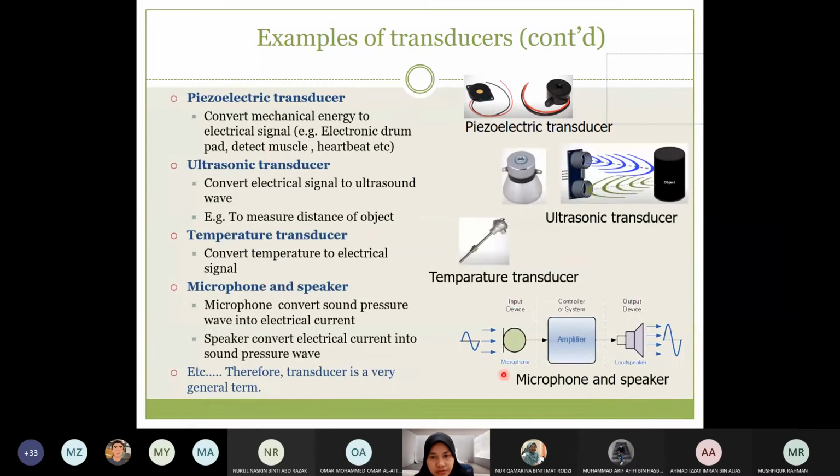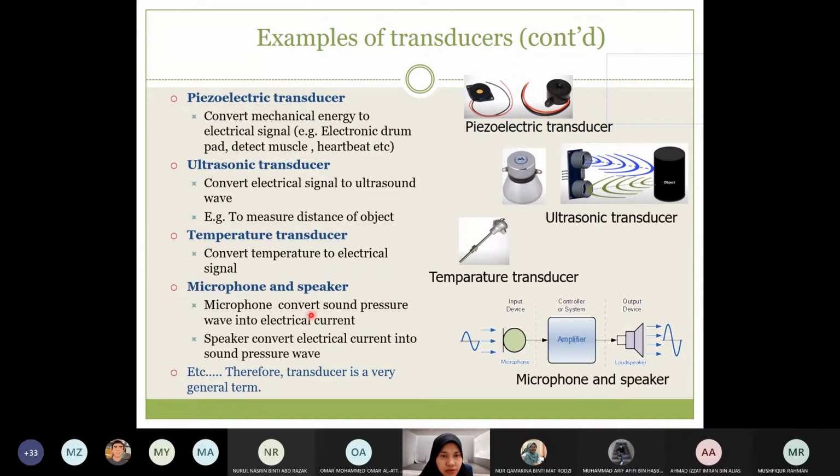So there are many transducers. For example, ultrasonic transducer, piezoelectric, temperature, microphone and speaker. In piezoelectric transducer, it converts mechanical energy to electrical signal. For example, heartbeat where the input is mechanical or the pressure, but the output is electrical signal. Ultrasonic transducer converts electrical signal into ultrasound wave to measure distance of object. Temperature transducer converts temperature to electrical signal.